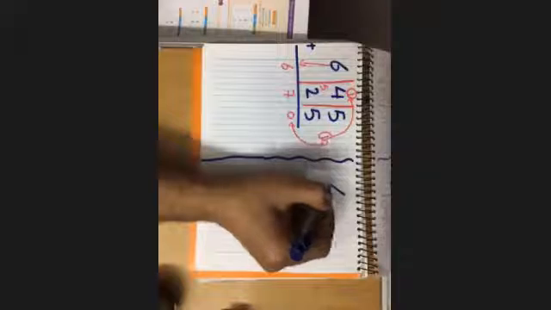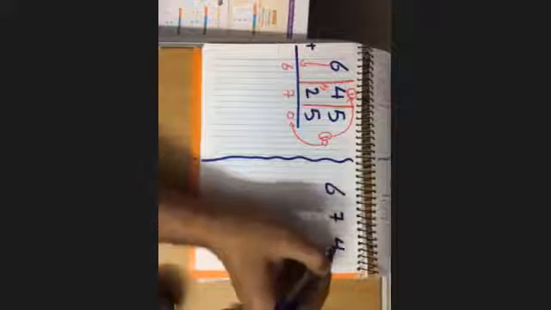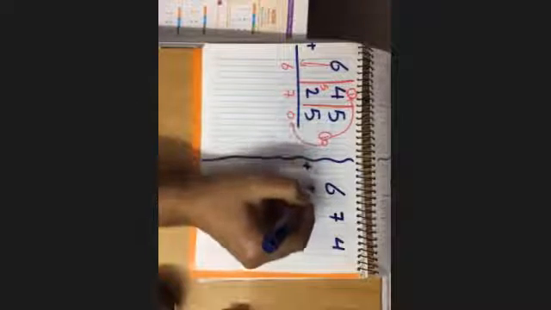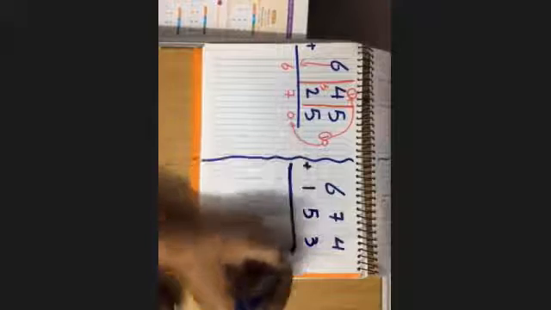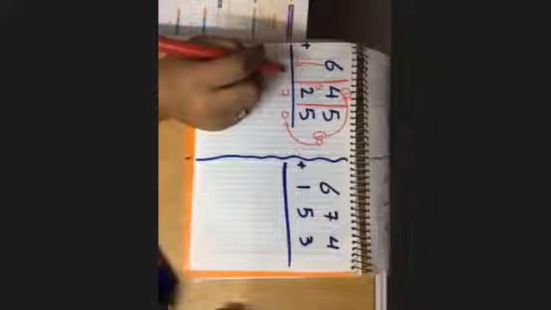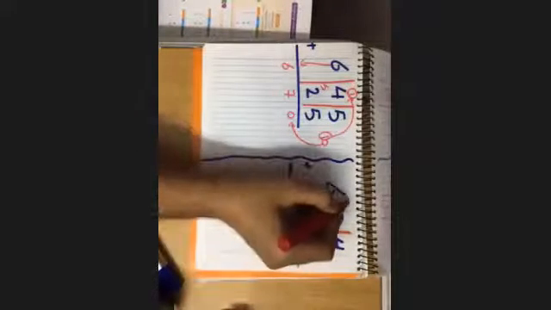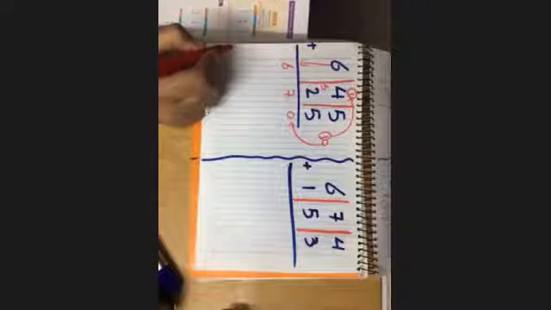600. I need to add 674 plus 153. Step number 1, we will make a line between the numbers.